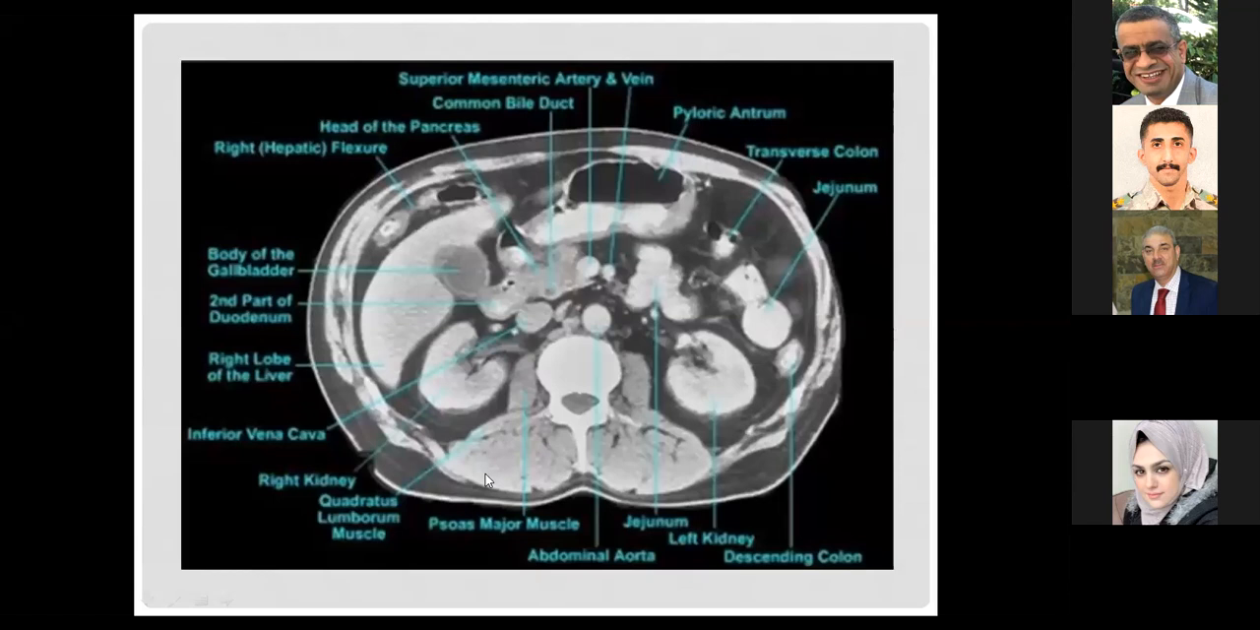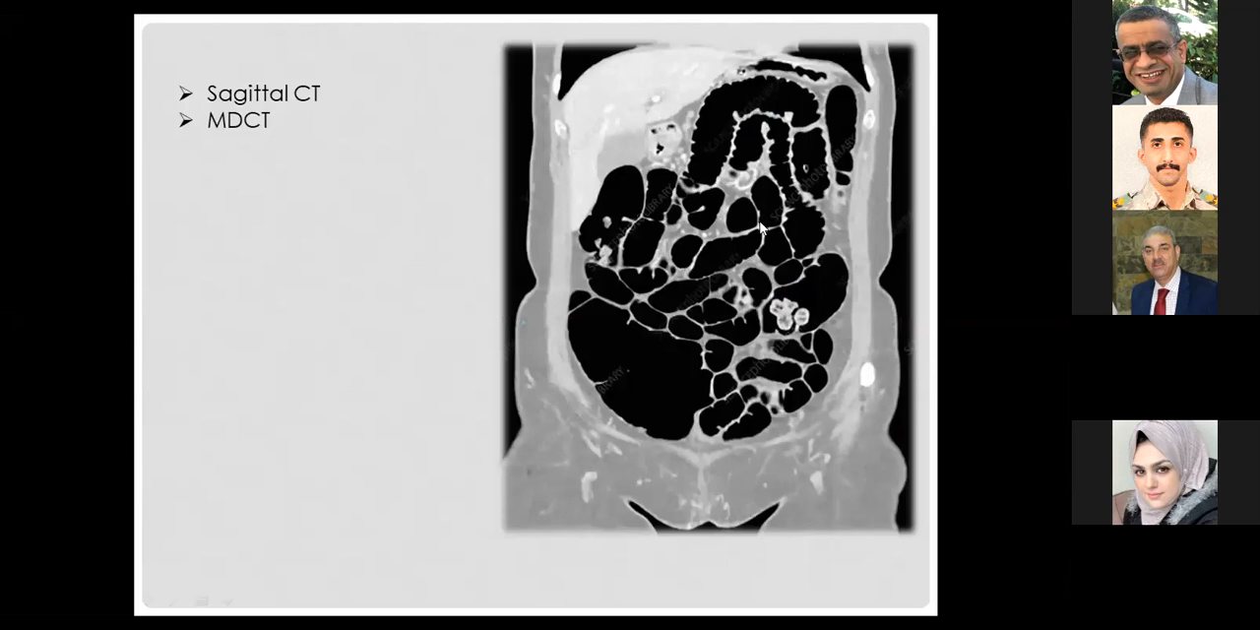This is an axial CT scan. We can see here the jejunum. Also the jejunum. This is the second part of the jejunum. This is a sagittal CT, one directional CT scan.